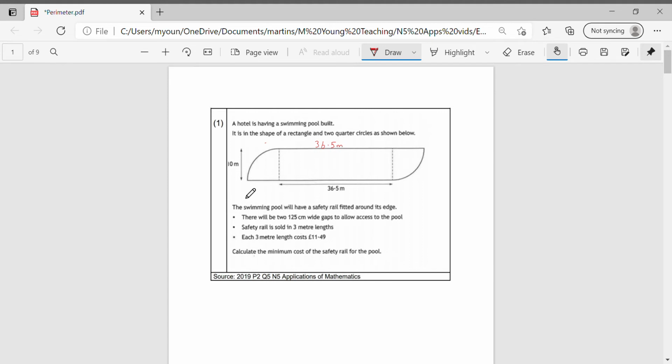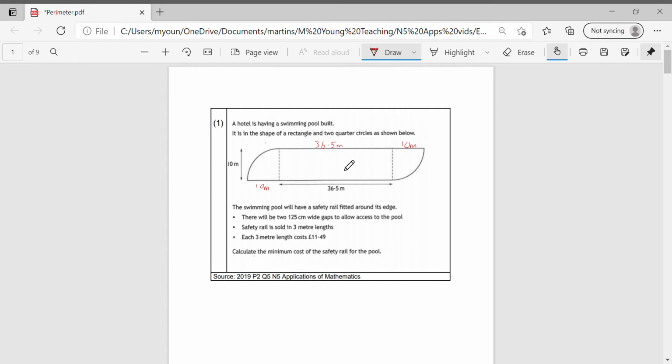We have got this length here of 10 metres. Now this is actually the radius of these circles. So if this is 10 metres here, this length along here is also 10 metres, and the same goes for this length up here. And now what we're missing is the curved parts of this swimming pool. Alright, so we have 2 quarter circles and we want to find this curved length. That's circumference that we're going to look at, and the formula for circumference is pi d.